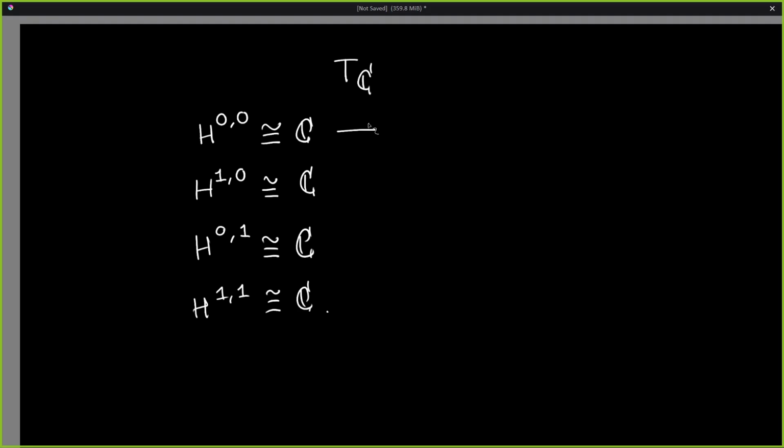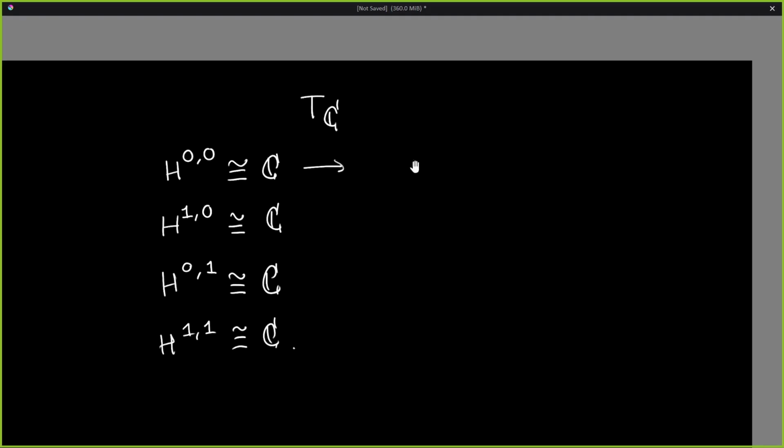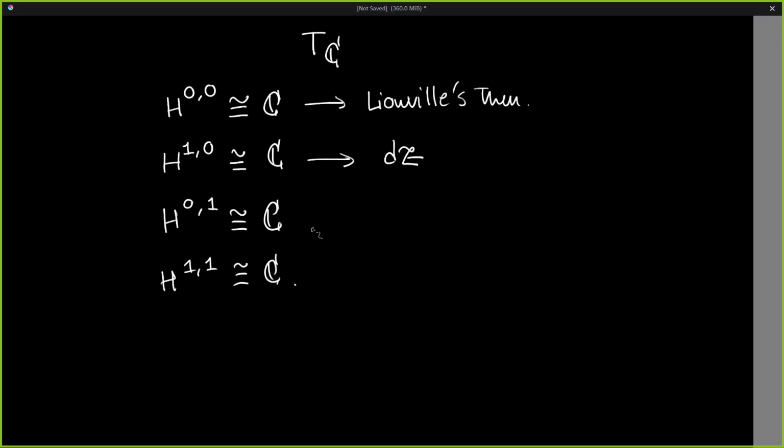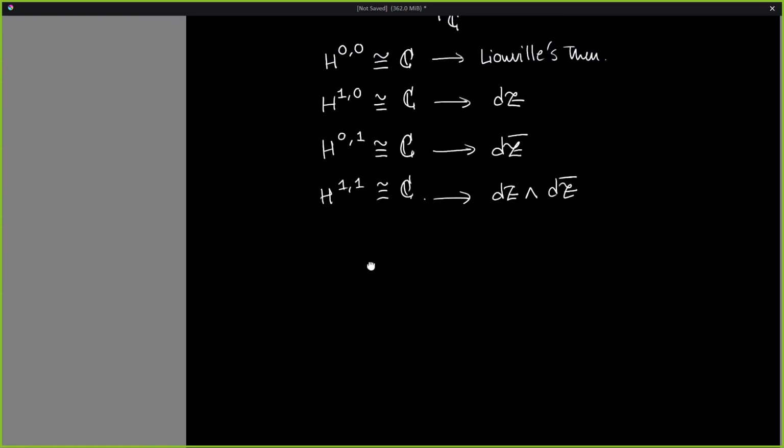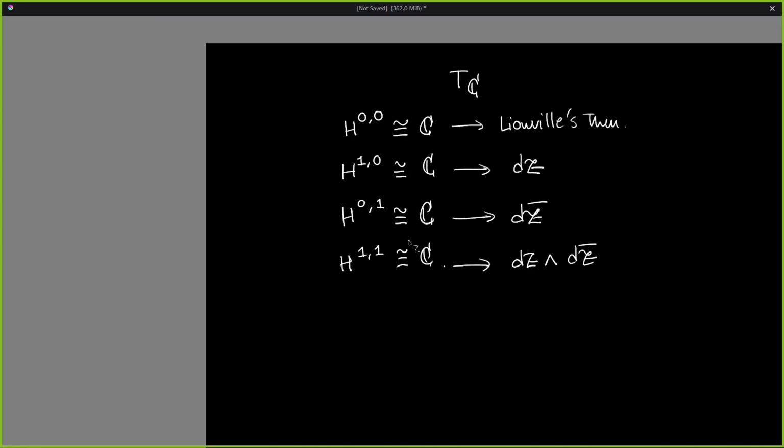So here you have the same thing, Liouville's theorem. Here you have dz. Here, so these are constructions. So dz bar, and then here you have dz wedge dz bar. And so this kind of shows that T_C has some holomorphic obstruction here.